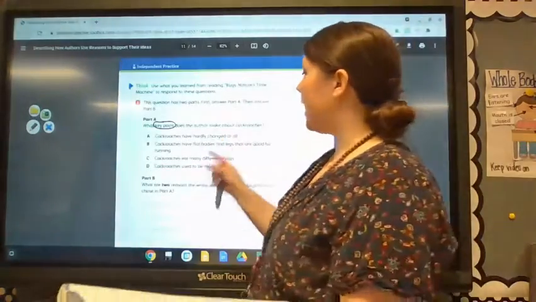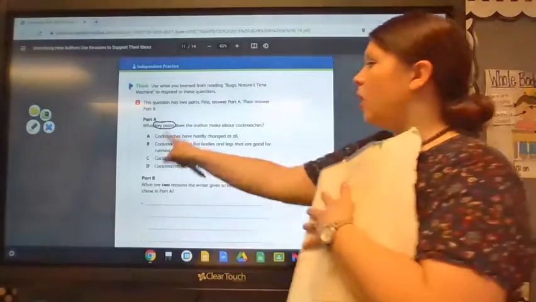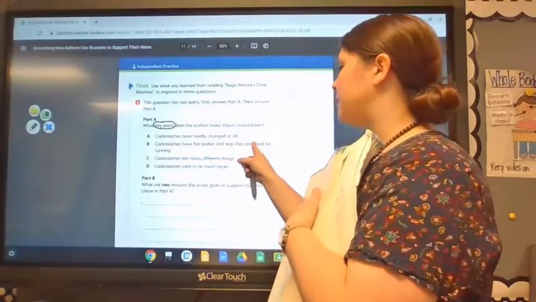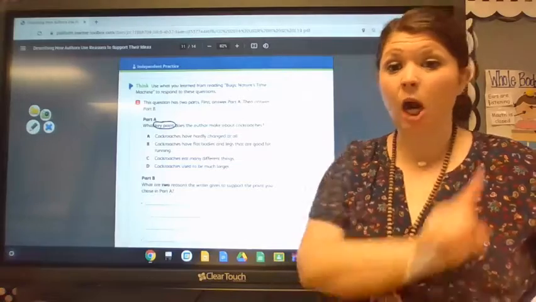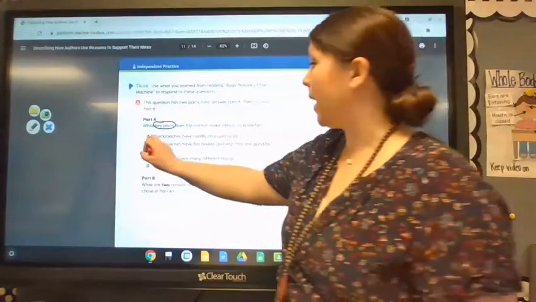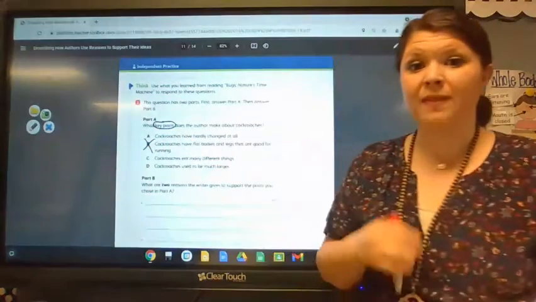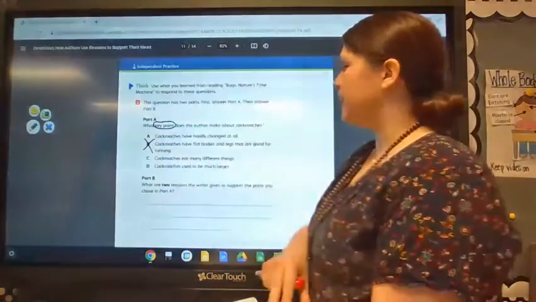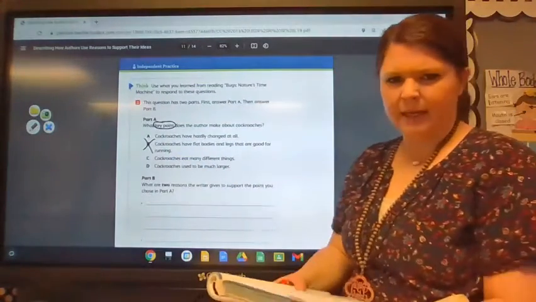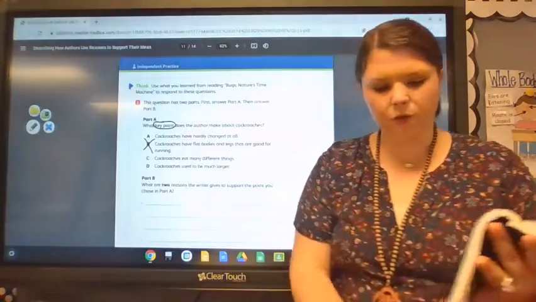So now let's look at our choices. Cockroaches have flat bodies and legs that are good for running. That's a detail from the text, but that was not all that the author told me about. So that is not the key point. That is just a reason, okay? Cockroaches eat many different things. Did the text talk about cockroaches eating?